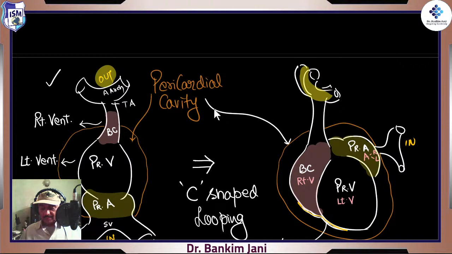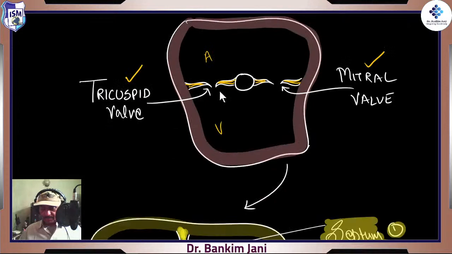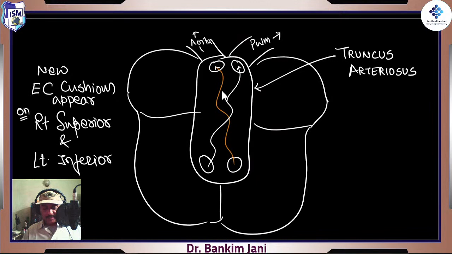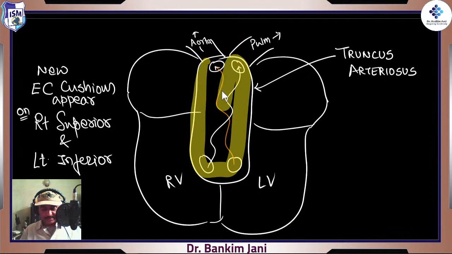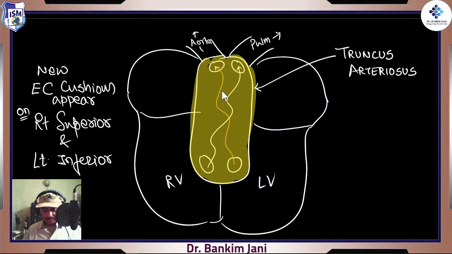Because there is no partition in that, the current situation would be something like this. This outflow tract, here is the right ventricle and this is the left ventricle. This whole piece is one single big tube, which is just connecting both the ventricles to both the aorta and the pulmonary artery, like this. It is a single thing, so blood is going in both directions.